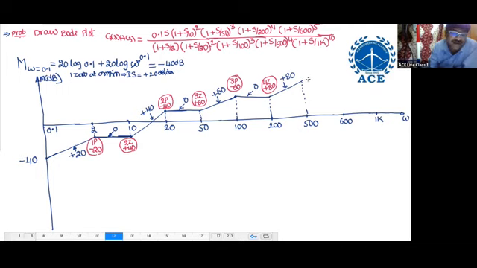Next, at 500 what happened? At 500, 4 poles. 4 poles means what? Minus 80. Minus 80 plus 80 becomes 0. Up to where? 600. Up to 600.